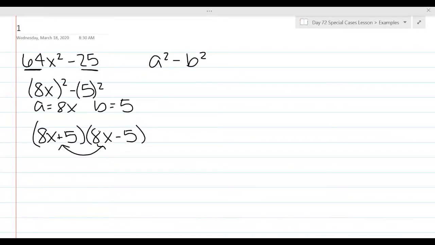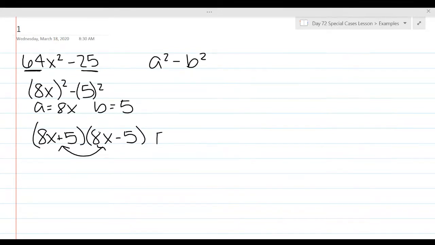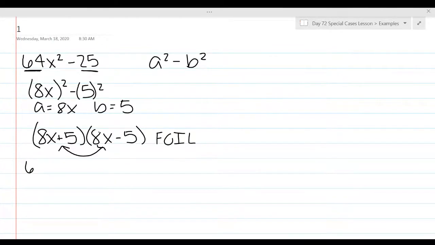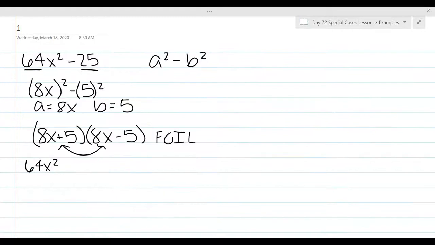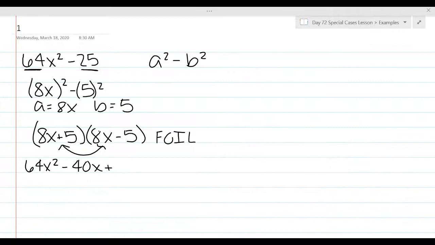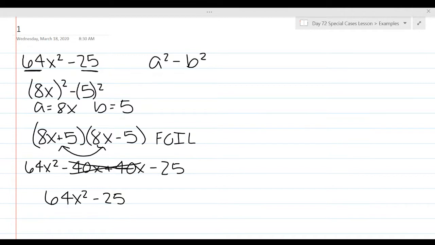Okay, now we get to our last step where we want to check our answer. So we're going to FOIL it. Foiling, we're going to get 64x squared minus 40x plus 40x minus 25. Negative 40x plus 40x is 0, so those are going to cancel. That leaves us with 64x squared minus 25, which is what we started with, so that is our correct answer here.